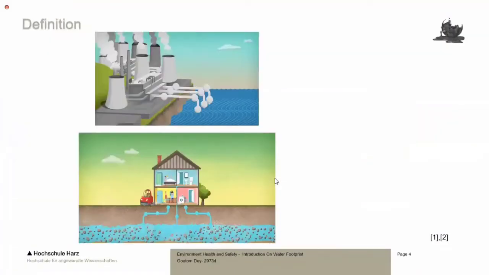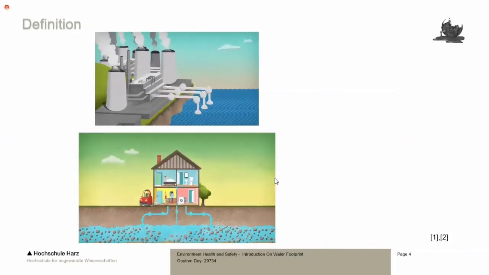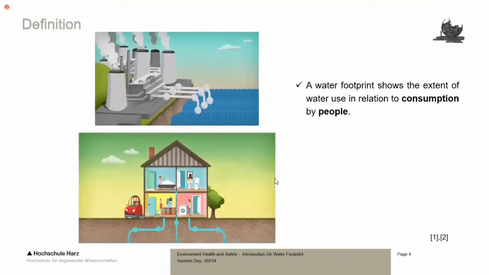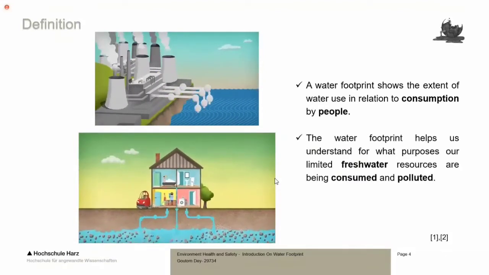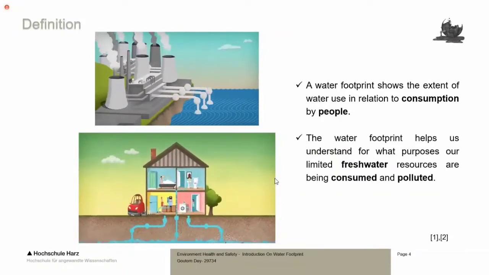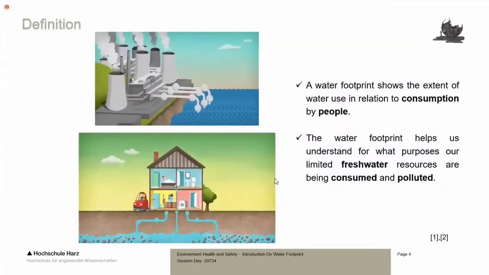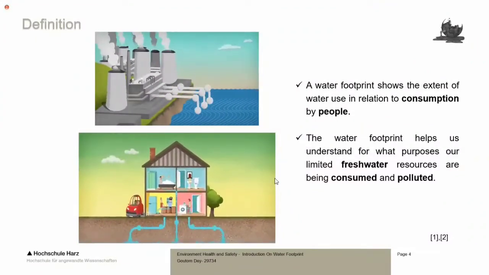So starting with the definition, created in 2002 by Arjen Hoekstra, the water footprint measures the amount of water we use in our daily life as well as the amount of water we use to produce each of the goods and services we use, such as producing food and clothes, and indicates the pressure we exert on our freshwater resources.